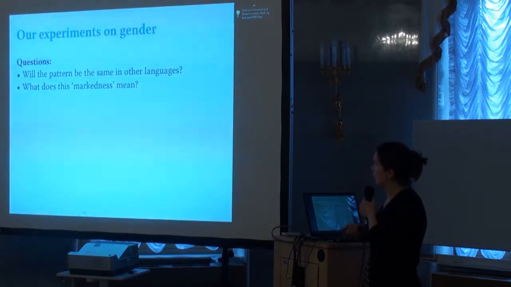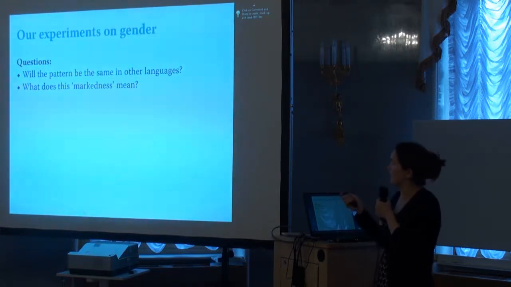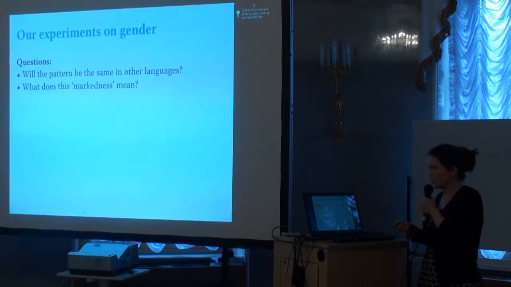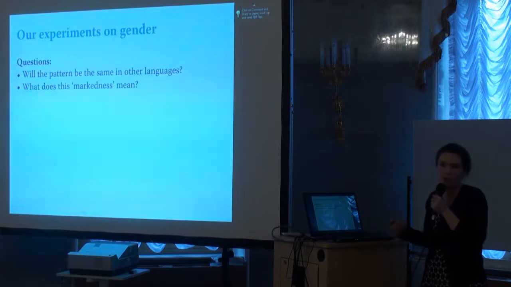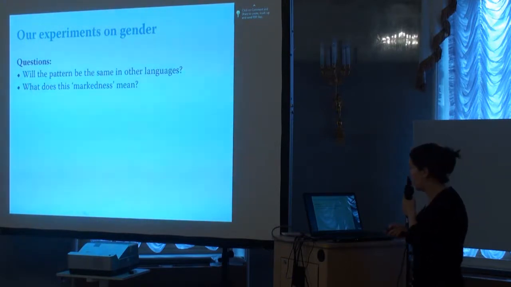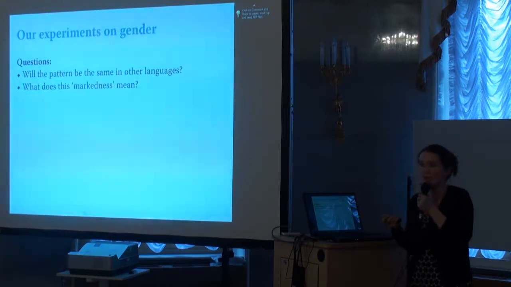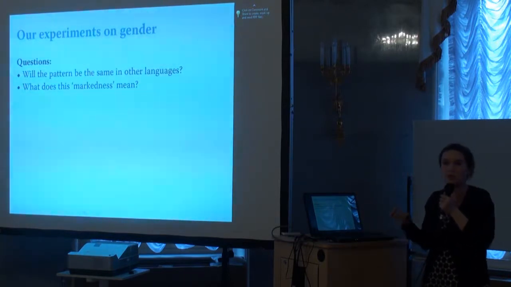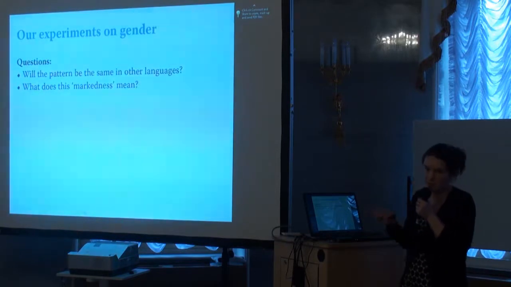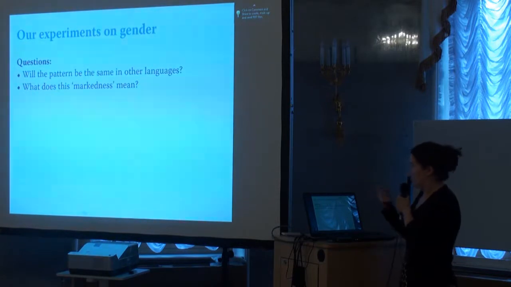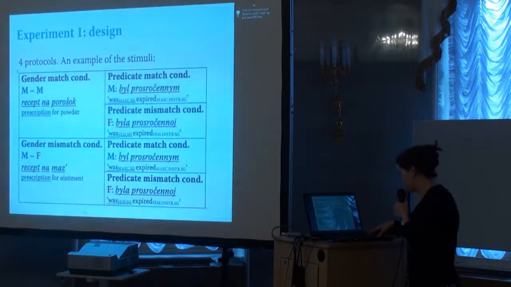If we go to the questions that we have after this study, the first question is, it's just one experiment on gender agreement attraction. Will this pattern be replicated? Will it be the same in other languages? In particular, will it be the same in Russian, that is quite similar in this part of the grammar? And based on these several experiments, what can we say about markedness?